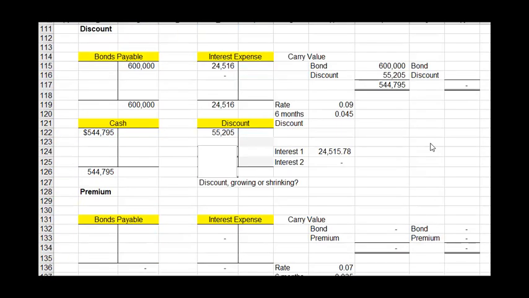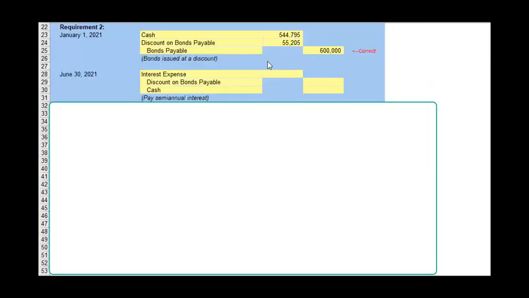Let's populate those journal entries. We calculated our interest expense as $24,516. We know that we're always going to pay $24,000 as our briefcase of cash, but our journal entry does not balance. What we're missing is an adjustment to our discount on bonds payable. Which direction does this need to be to make our journal entry balance? As we can see here, it needs to be 516 on the credit side.